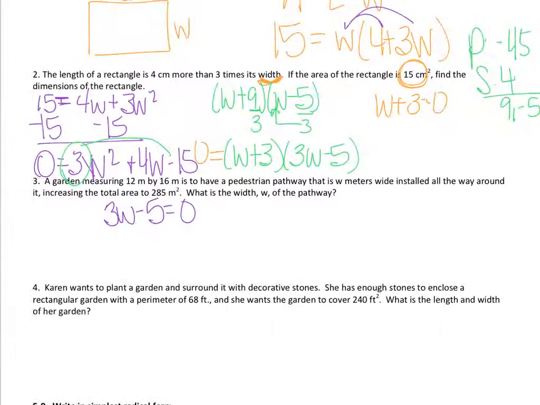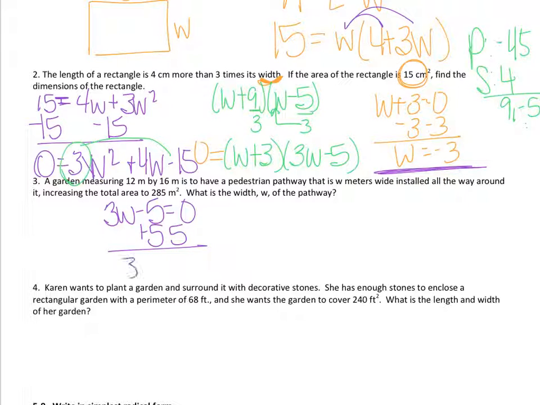I'm going to move that up a little bit. For the w plus 3, I would subtract 3 from both sides. That would give me w as negative 3. And for the other one, I would add 5, and that would give me 3w equals 5. I would divide by 3. That gives me w equals 5 thirds.